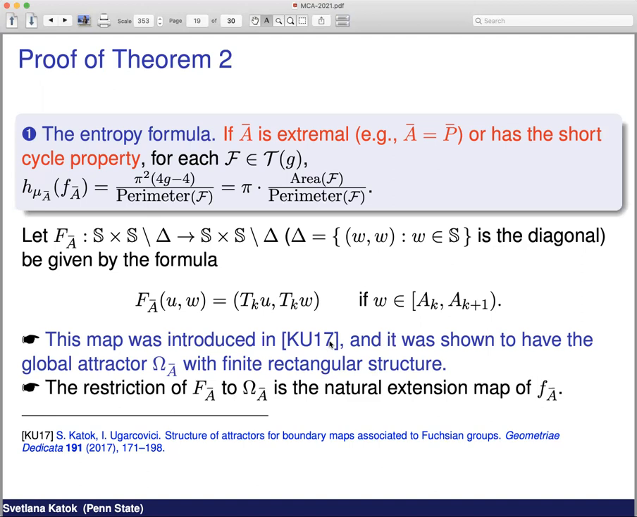So this map was introduced in our paper in 2017, and it was shown that it has a global attractor with finite rectangular structure. Okay, so that was a big thing. But again, the conjecture is that it always has finite rectangular structure when A is between P and Q. We can only prove it for short cycles. And actually, Adam himself proved it for extremal as well.